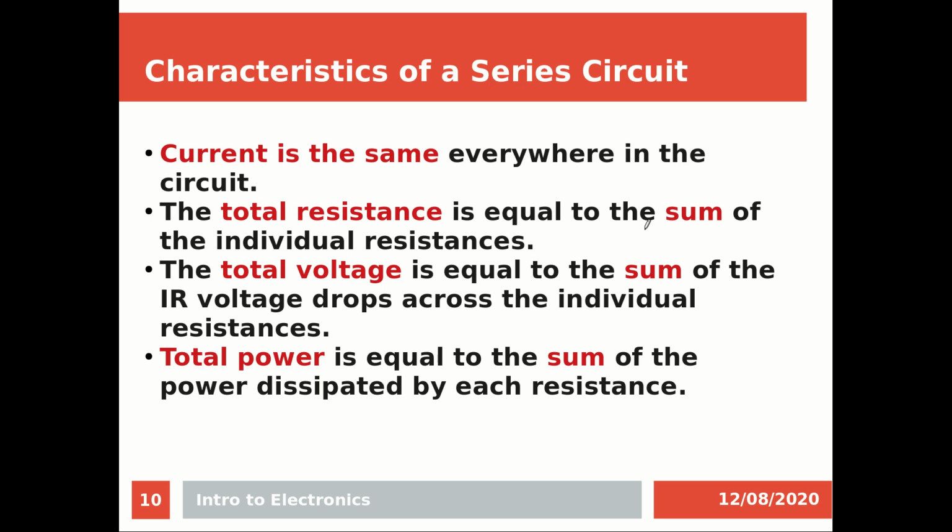The total resistance is equal to the sum of all the individual resistances and loads. The total voltage is equal to the sum of the IR voltage drops across every individual resistance. Total power is equal to the sum of the total power dissipated by each resistance.